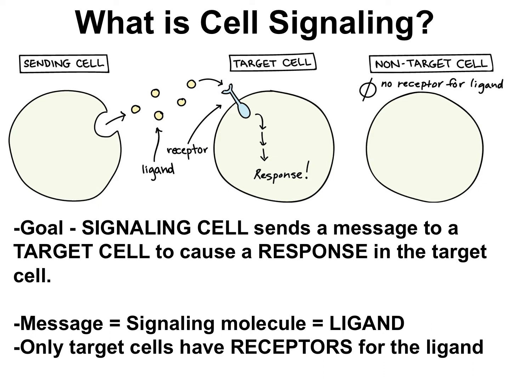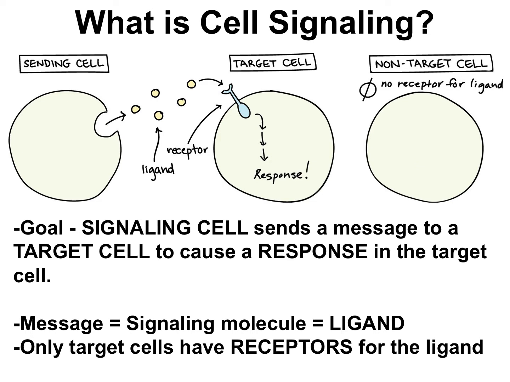One thing to remember is that not all cells will have the receptor for every ligand. Only the cells that need to respond to the signaling molecule will have the appropriate receptor. And you can see in this example diagram, only this cell in the middle can respond to the signal from the cell on the left. The cell on the right can't respond to the ligand because it doesn't have any receptors for the ligand.